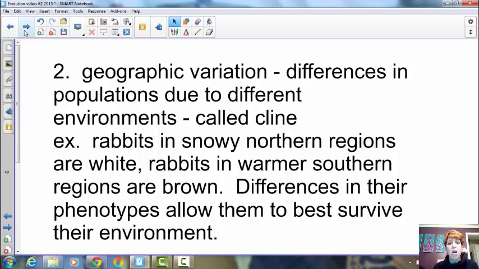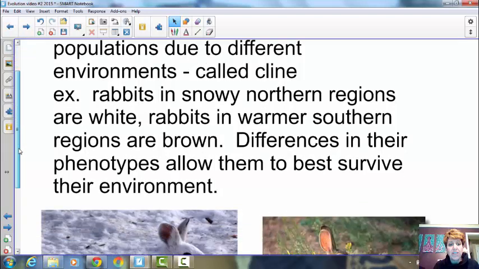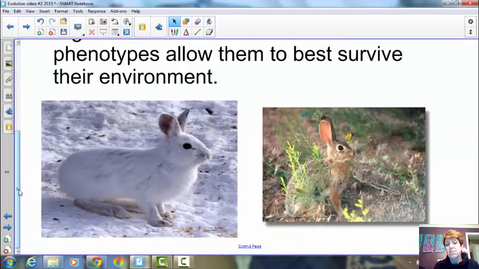A great example are rabbits. Rabbits that live in the north tend to be very white in color because they'll blend in with the snow, and they have shorter ears that helps hold the heat in better. And ones in the south tend to be more brown or muddled in fur color, and their ears are much longer, and that helps some of the heat escape in the months where it's warm. So differences in their phenotypes allow them to best survive in the environment that they're in. So here's our little rabbits, our little hares.